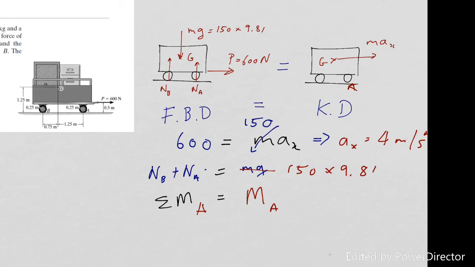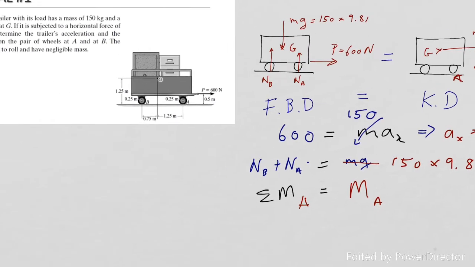Alright, so we are going to do this summation of moment about pin A, and that equals definitely not 0. It will be something. We have to refer to our kinetic diagram. So look at the kinetic diagram.